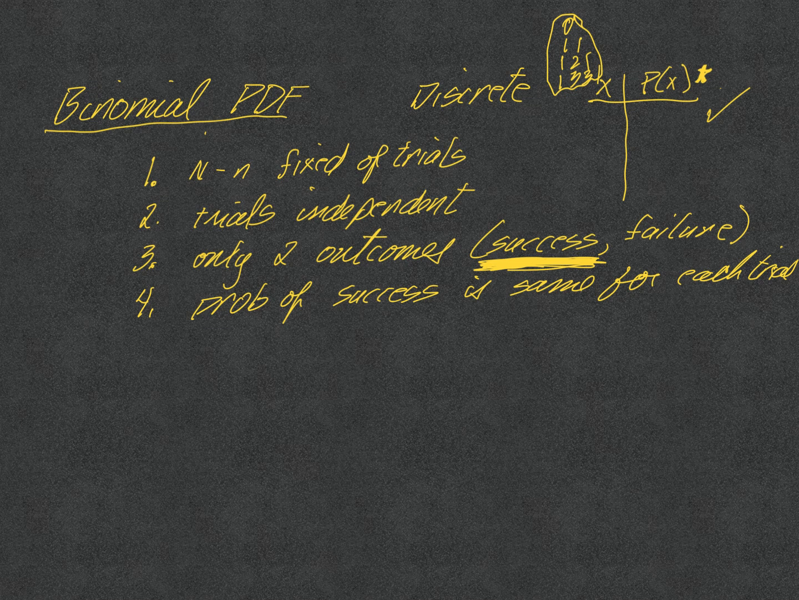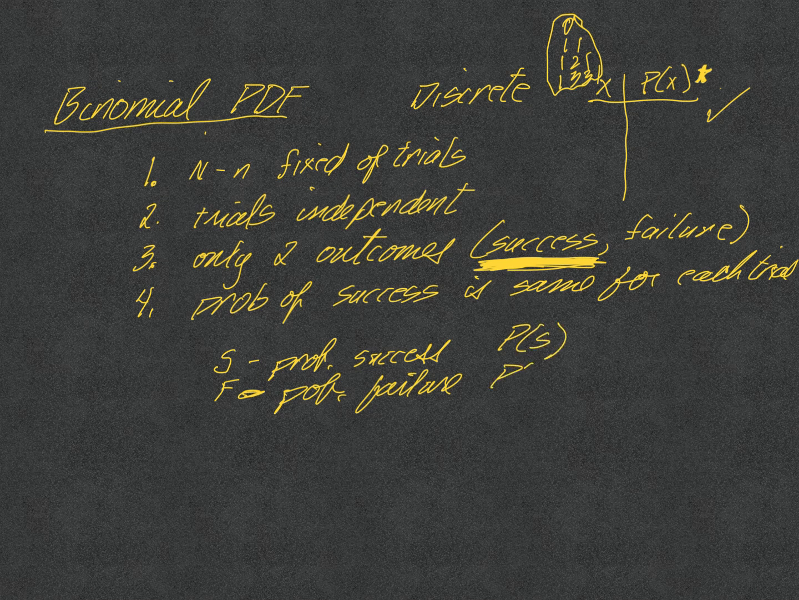Now we have some notation that goes with that, okay? Very often we let S stand for a success, and we let F stand for a failure. Now, using our earlier notation, we would say probability of success and probability of failure, and that would be very typical probability notation.